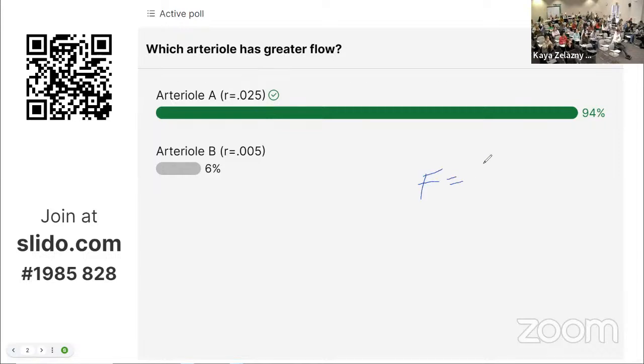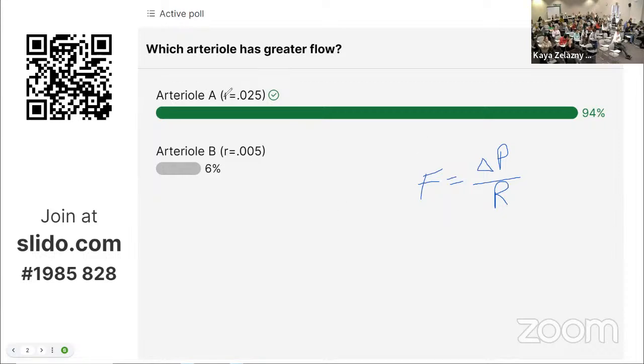Our flow is a difference in pressure, same between both of these arterioles, so we don't have to pay attention to it right now, over the resistance. So we're trying to figure out which of these two has lower versus higher resistance, because a higher resistance is going to give us a lower flow rate. Or rephrasing, we asked for greater flow, so less resistance gives us greater flow.